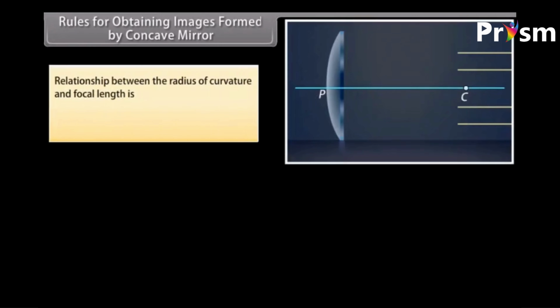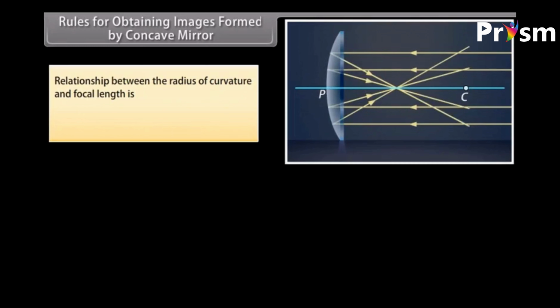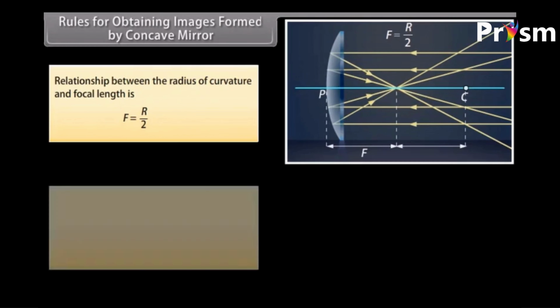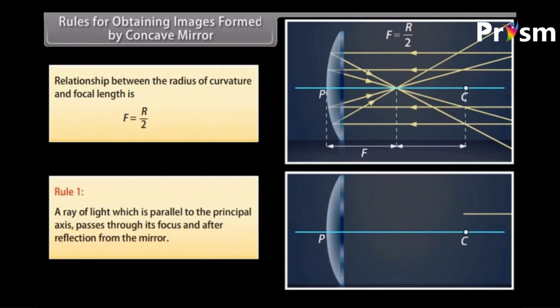Rules for obtaining images formed by concave mirrors. Relationship between the radius of curvature and focal length is f = R/2. Rule 1. A ray of light which is parallel to the principal axis passes through its focus after reflection from the mirror.